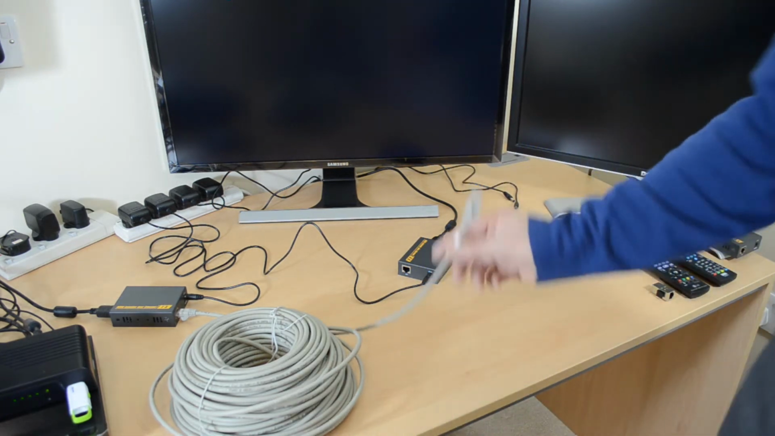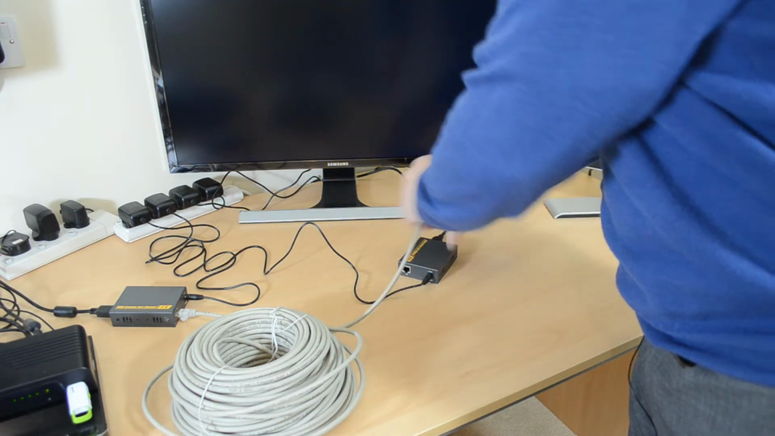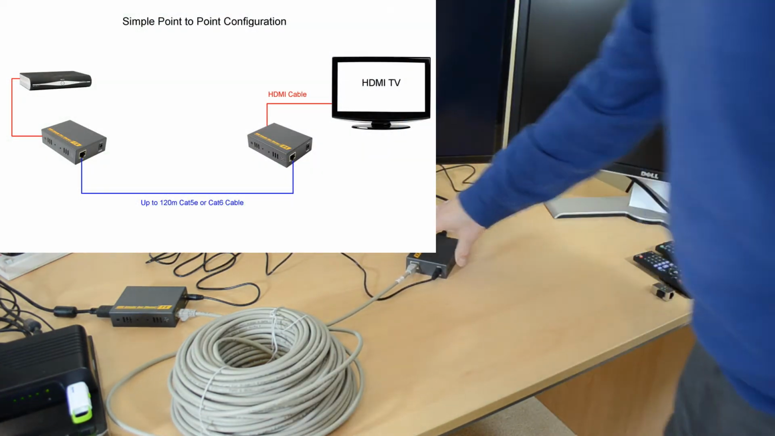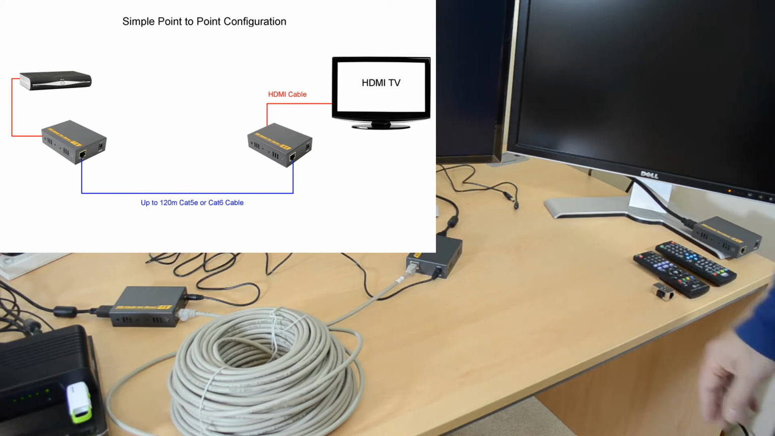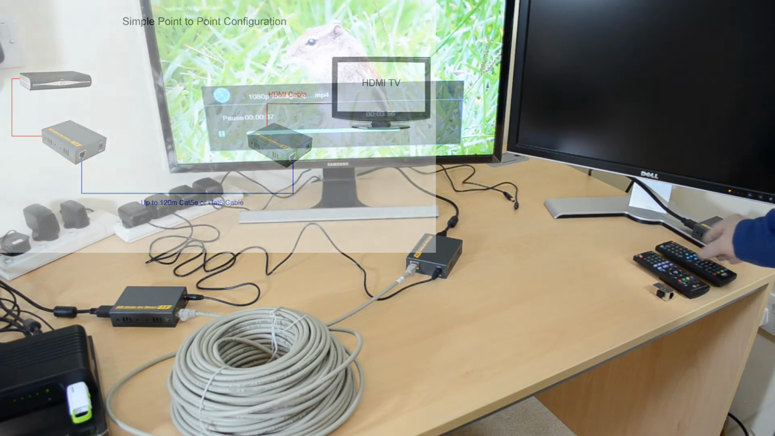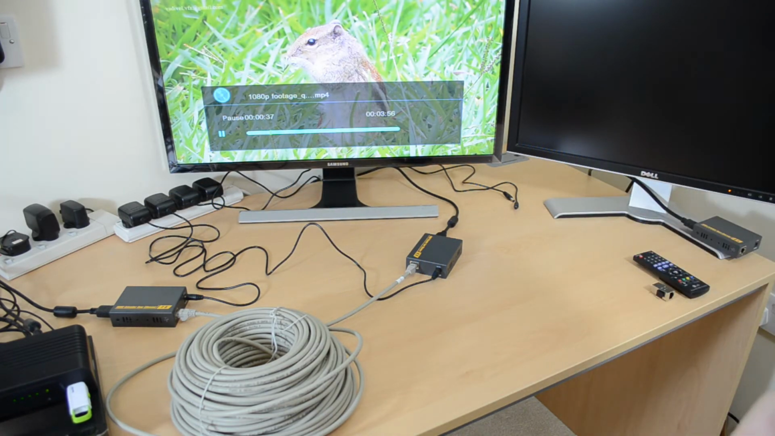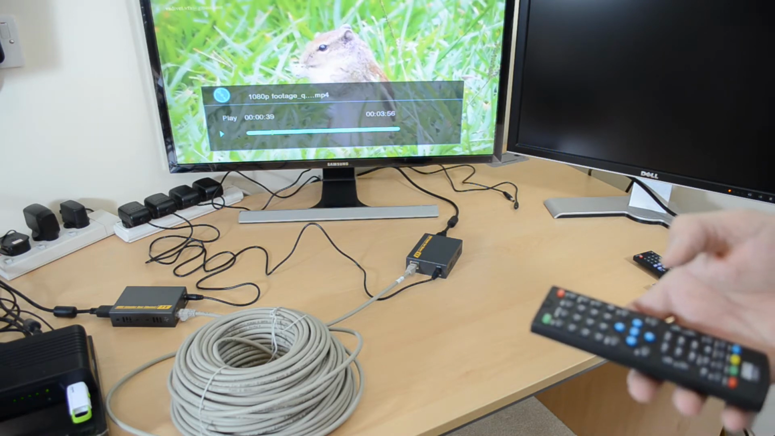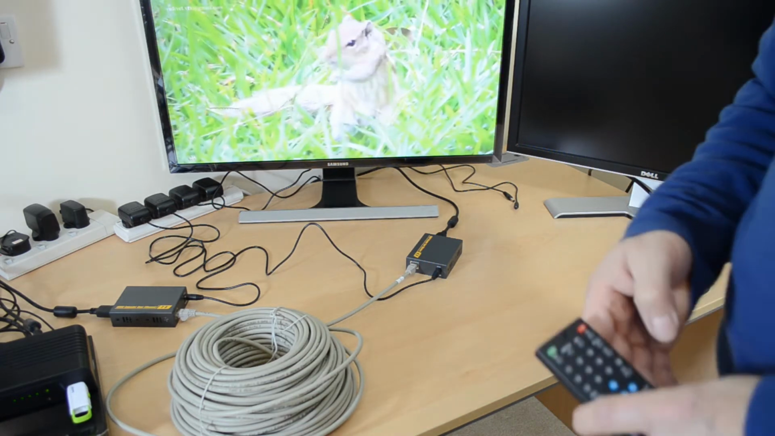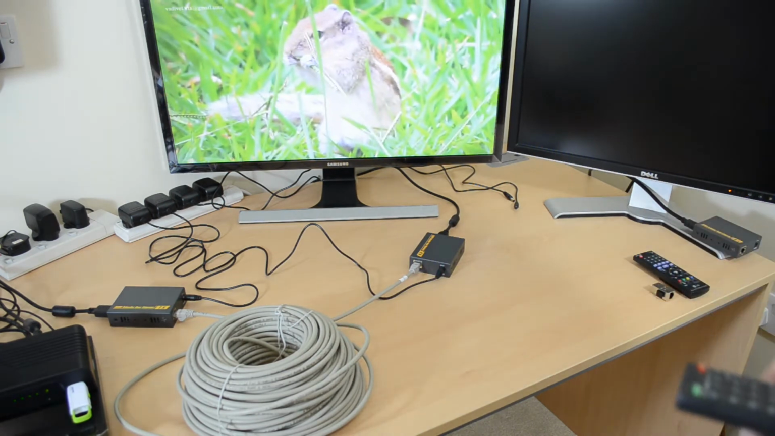So I'll demonstrate first of all a single one-to-one configuration, a simple one-to-one configuration. I've got some 1080p footage playing on a media player, and there he is. Okay, I'm connecting the transmitter and receiver together via 50 meters of Cat6 cable.